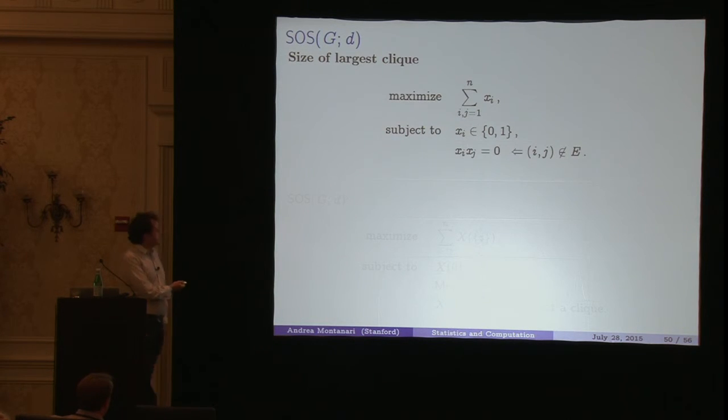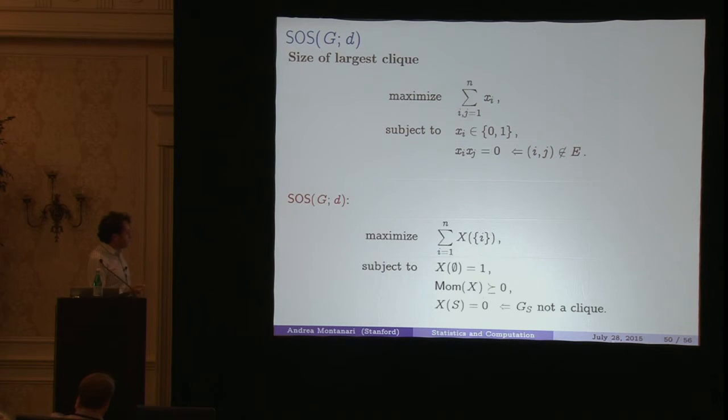Okay, and what is the relaxation now? The relaxation of this problem is the natural thing that you will write, right? You want to maximize this in 0, 1, so I maximize the sum of the probabilities that i is in the clique. So the expected size of the clique, if you think of this as a probability. Subject to, well, X of the empty set has to be 1, because the probability that nothing is in the clique is 1. The empty set is always in the clique.